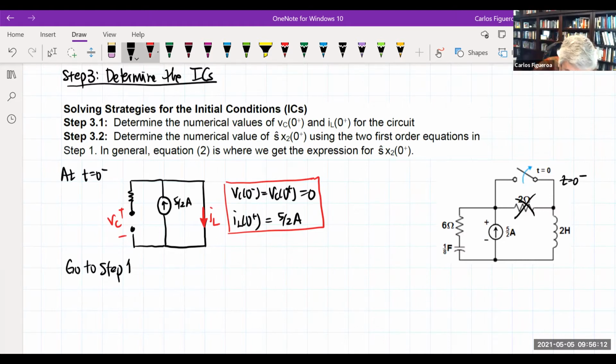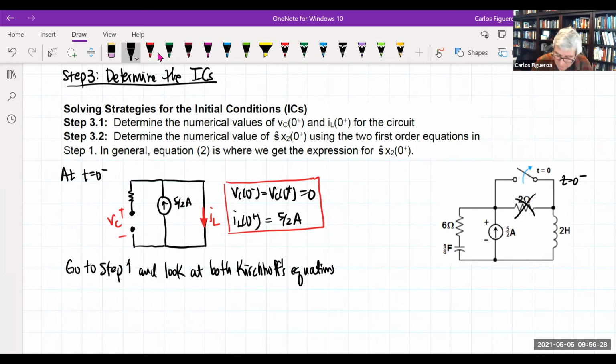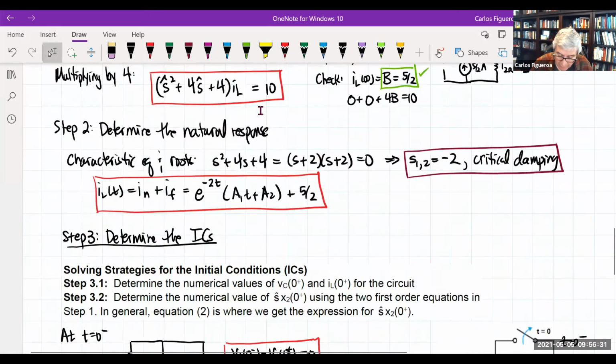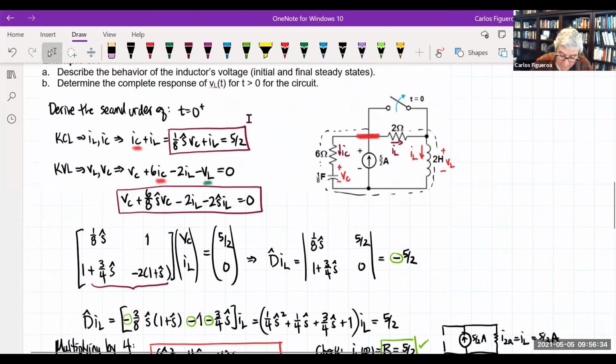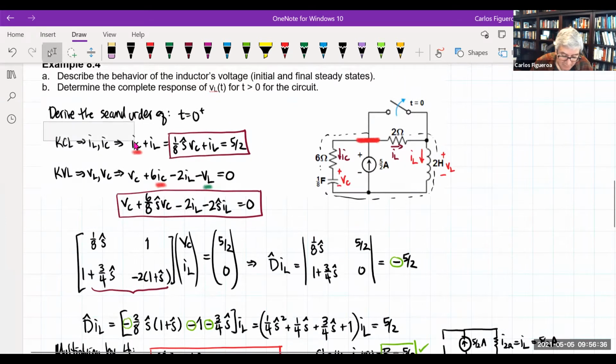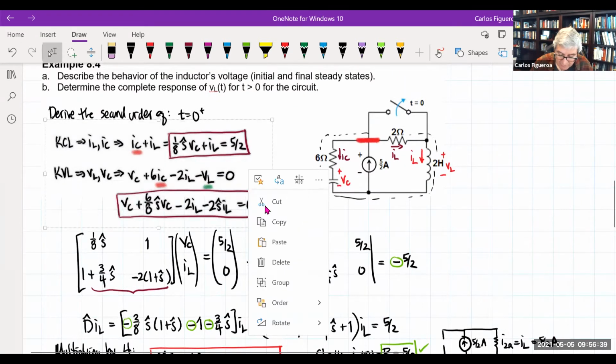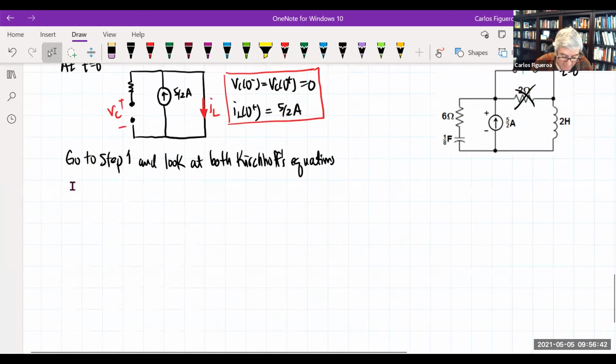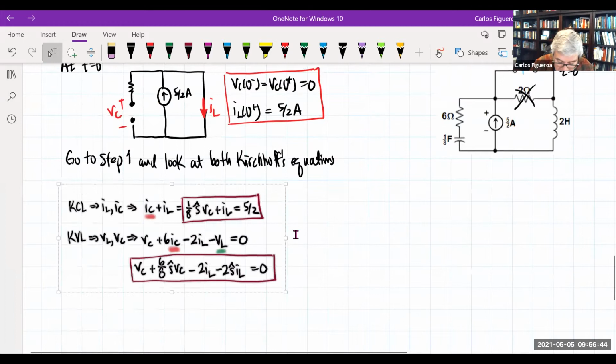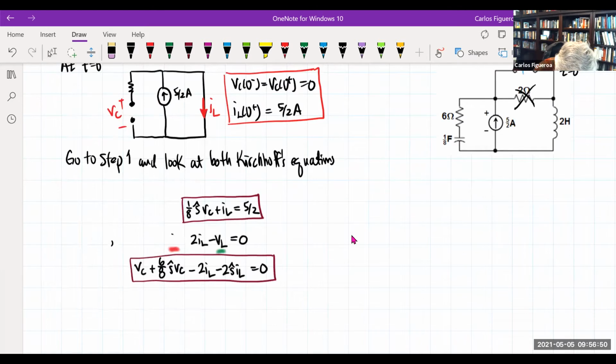Go to step 1 and look at both Kirchhoff's equations. So if I come all the way up to step 1, where are they at? Here they are, right? It's these guys. These are Kirchhoff's equations right here. So if I come and I bring them back down, these are from step 1, you could see here that I have this guy and I have this guy right here.